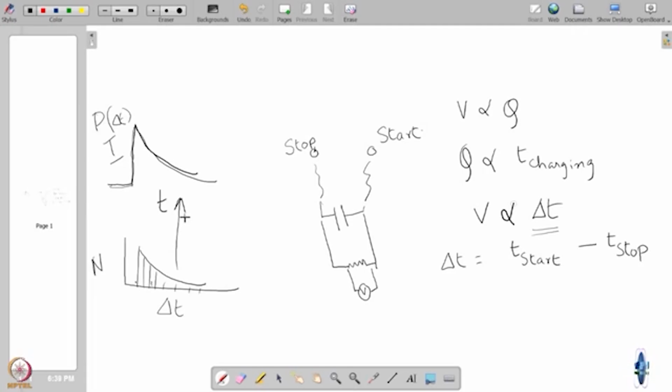Okay. So, what is our job then? Our job then is to perform a large number of experiments and keep recording delta t's and keep track of how many times a particular delta t occurs. Are we clear? So, why is this called time to amplitude converter? Because you are actually converting time to a voltage. That is why it is called a time to amplitude converter.